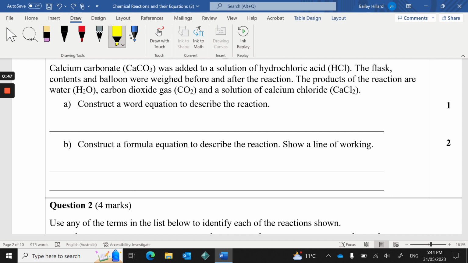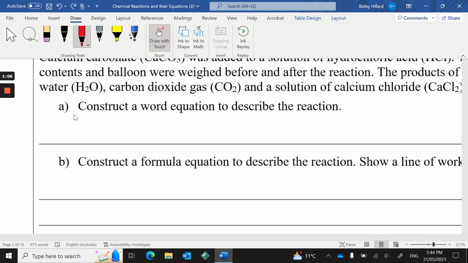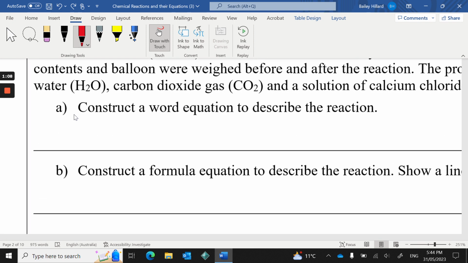Now, it's really important that we understand that we want a word equation. Remember, calcium carbonate and water are words, and CaCO3 and H2O are chemical formulas, which we'll do in the next question. But to focus on the question at hand, we've got to construct a word equation. I'm just going to zoom in a little bit so I can neatly write this here.